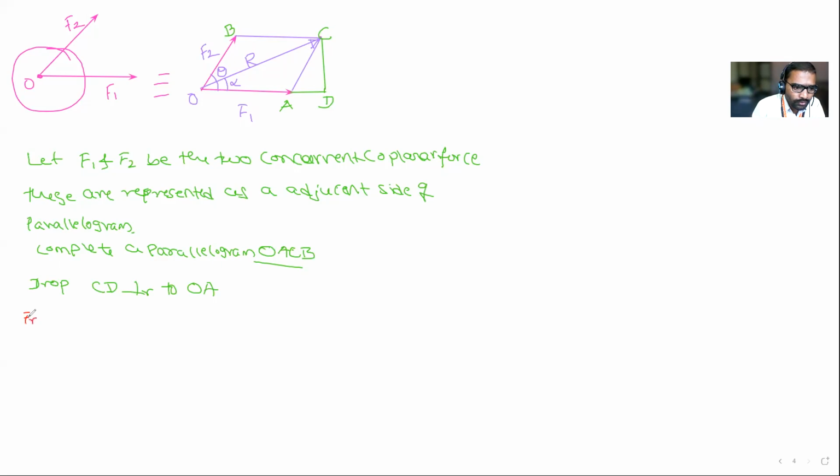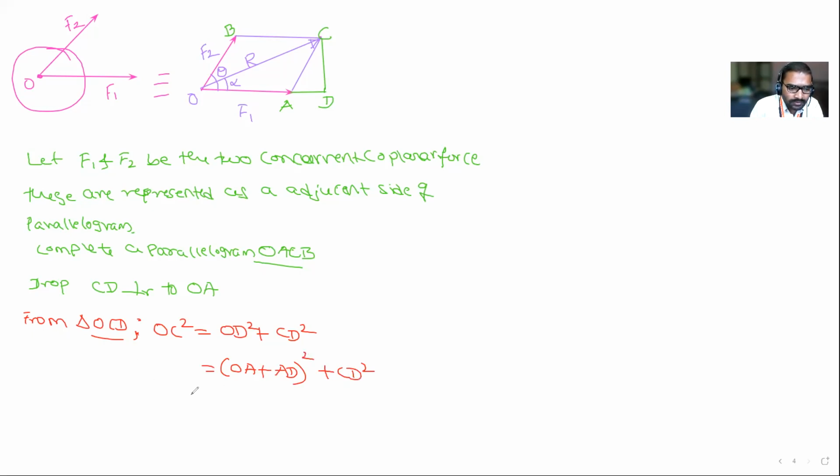From triangle OCD, do you know Pythagoras theorem? Can you tell me what Pythagoras theorem is? OC square is equal to OD square plus CD square. Correct, everyone? This OD can be written as OA plus AD, correct? Plus CD square, and this is the whole square.